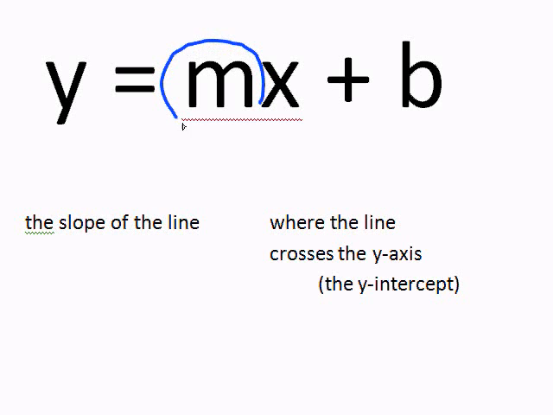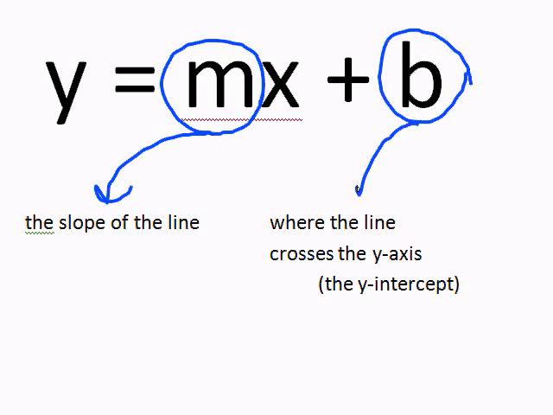Notice the m is the slope of the line. The b is where the line crosses the y-axis, or it's the y-intercept. Again, notice the mx comes first, the b comes second, and the y has to be by itself.